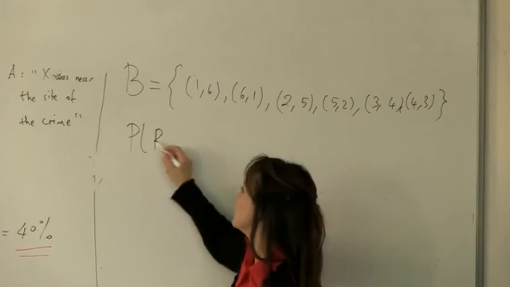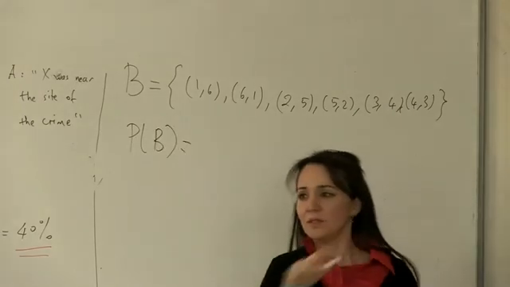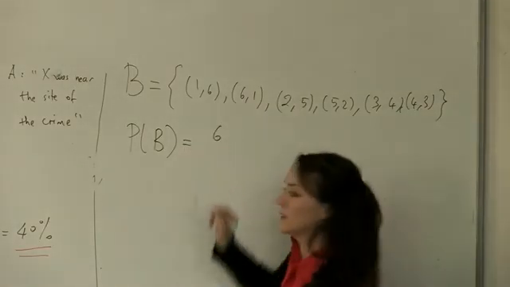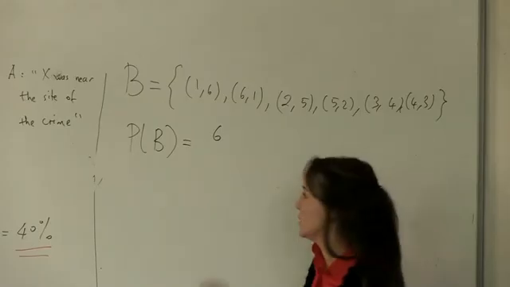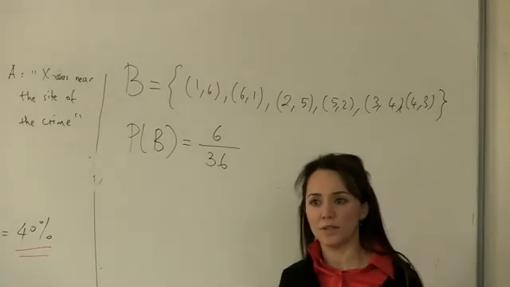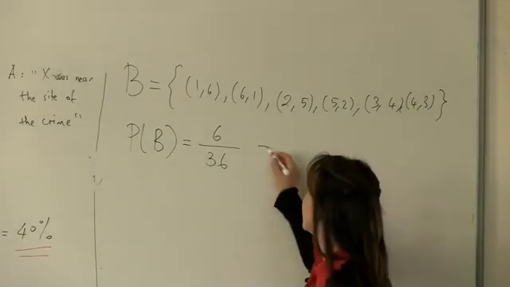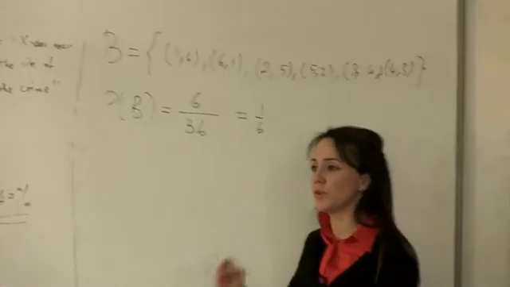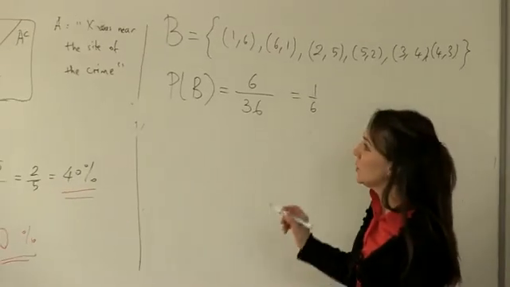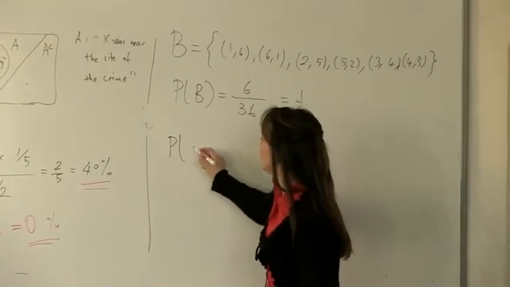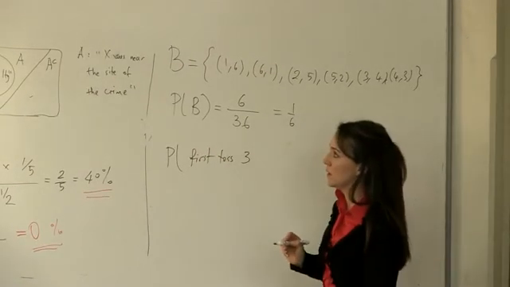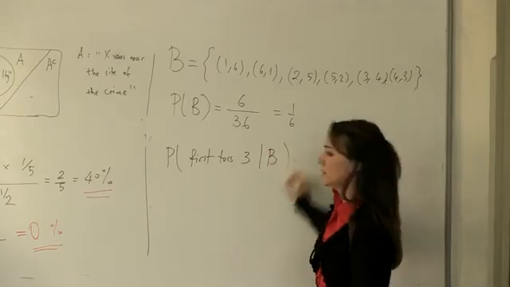What is the probability of the event B? All pairs are equally likely. B has 6 outcomes in it, out of 36 possible outcomes when you toss a die twice. So 1 over 6. We use the discrete uniform probability law. You'll remember it from last lecture. Now, what is the probability that the first toss is 3, given that B happened?